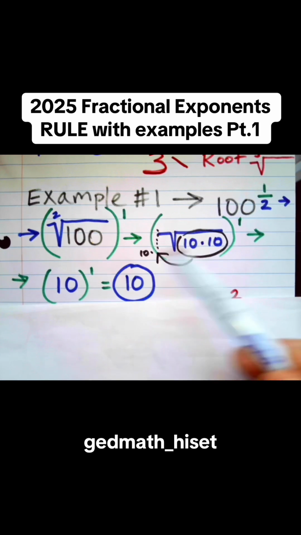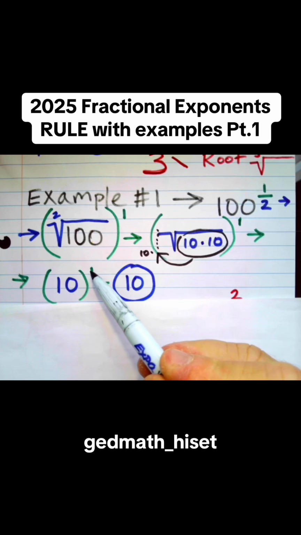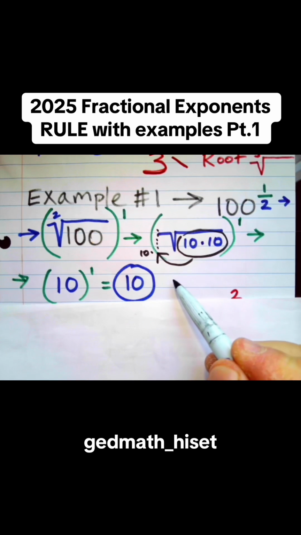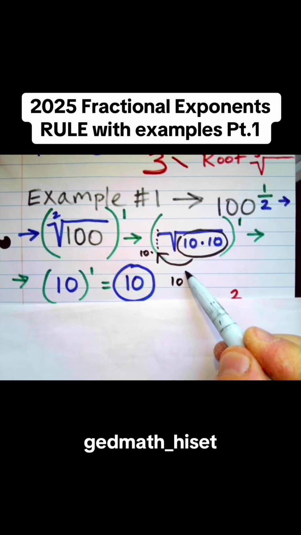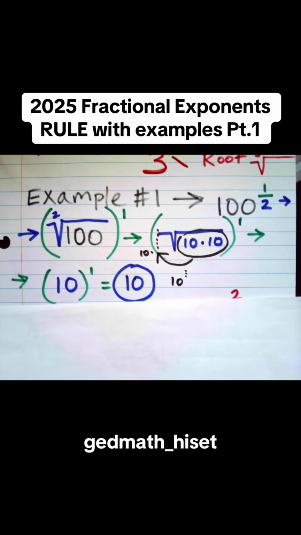So I have 10, and don't forget it's raised to that first power. What's 10 times 10 to the power of 1? Normally it'd be 10 to the invisible 1. It's 10. So this is the example here. 10 to the invisible 1 is 10 to the first power. So this is an example.